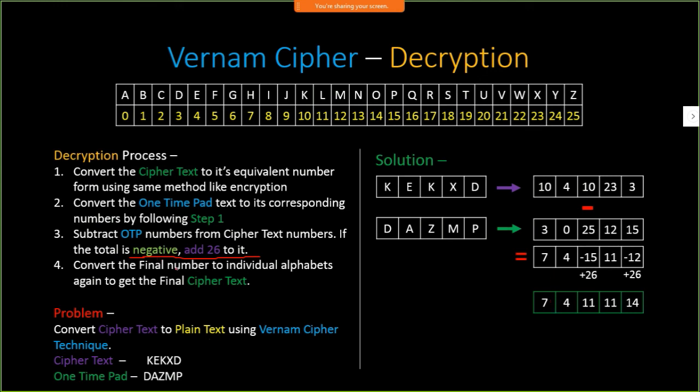And after that, convert the final numbers into individual alphabets. The 7 is represented as H, 4 is represented as E, 11 is represented as L, and 14 is represented as O. So as we know previously, when we encrypted the plain text, that was hello. So we got the actual hello text.